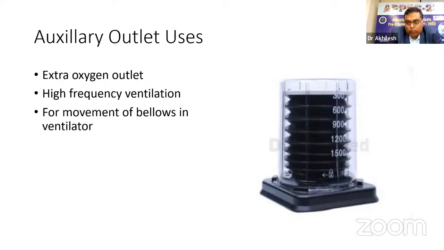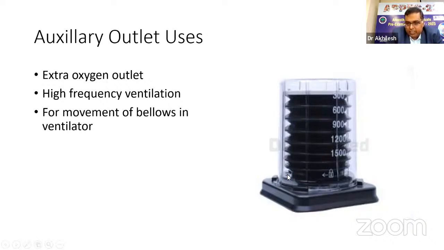So how does this bellows move? There is no negative pressure also. So in inspiration, the bellows goes down. Think why it goes down. It is because of that auxiliary outlet. The auxiliary outlet gives the oxygen, and that oxygen is used to drive the bellows. So they are pneumatic bellows.